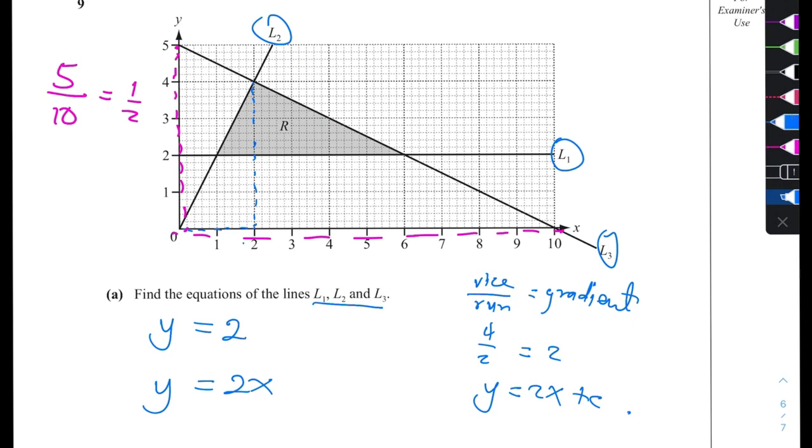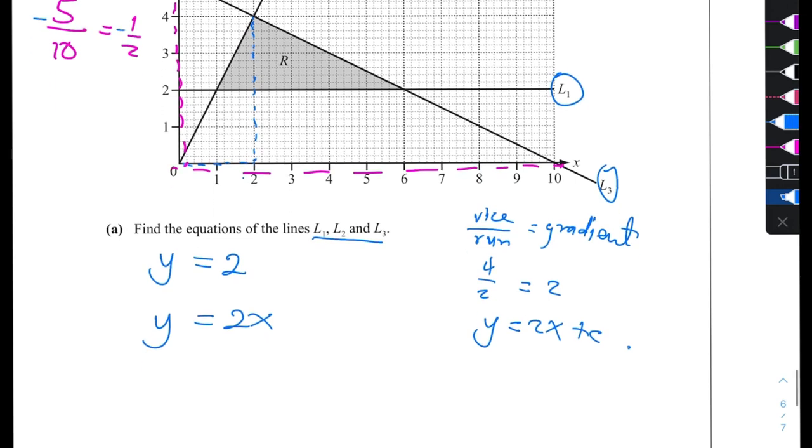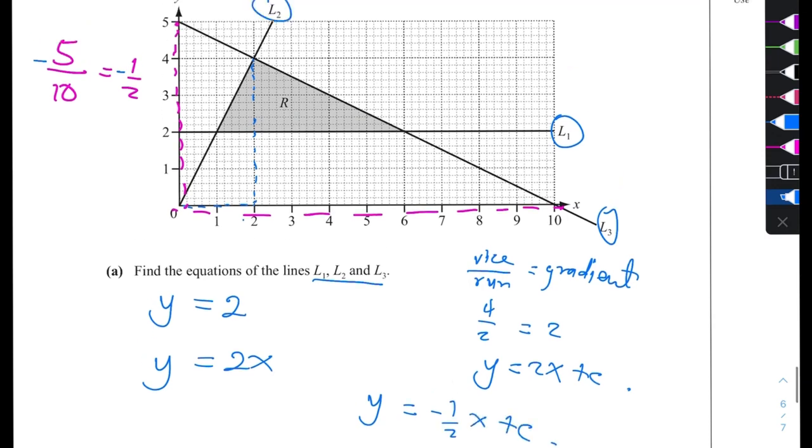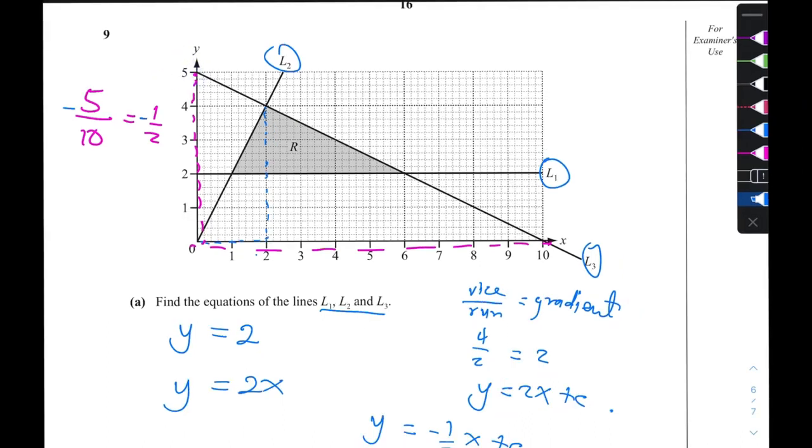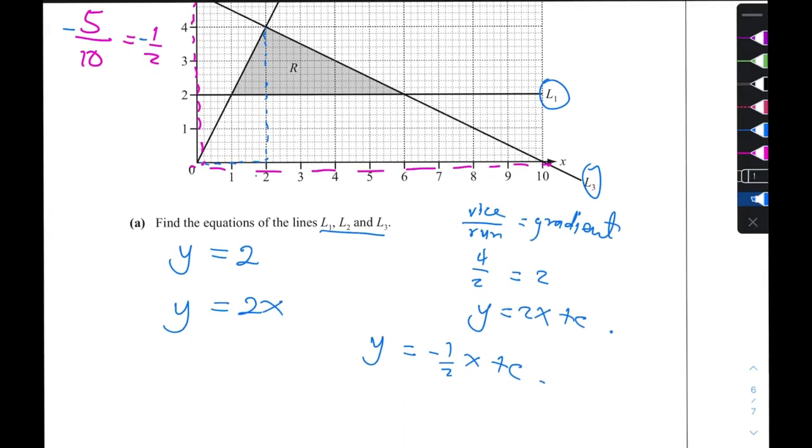Be careful, because if you look at this, it is downward sloping. That means that your gradient is negative, okay? So that means you have negative half x plus c. What is c? Well, c is the y-intercept, where it's crossing the y-axis, and that is 5. So you can just clean the c and then put 5 there. So you have all your 3 equations beautifully like that.